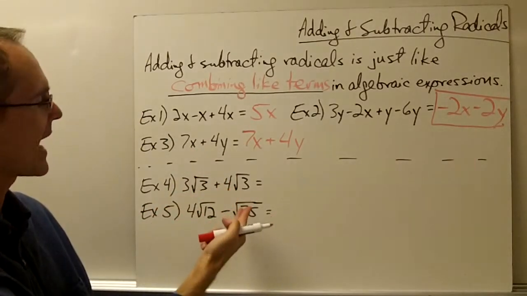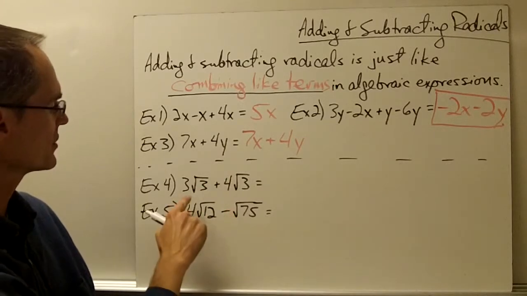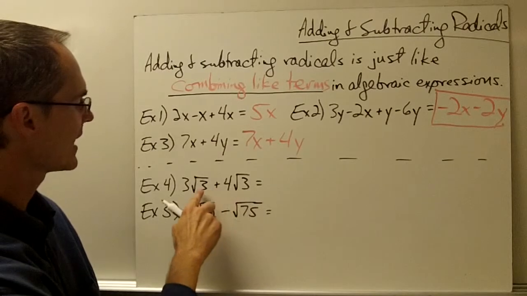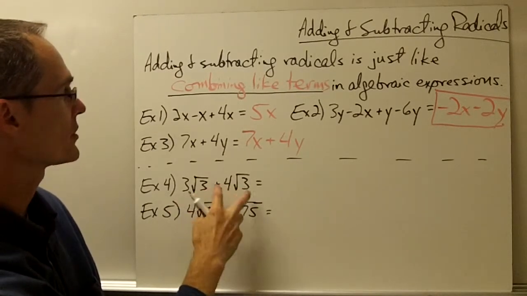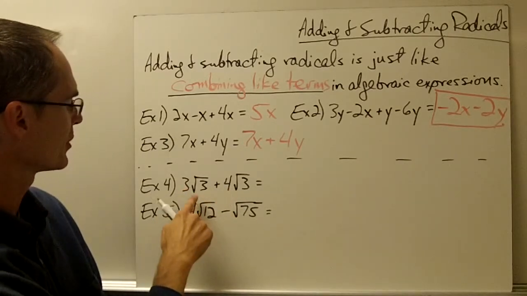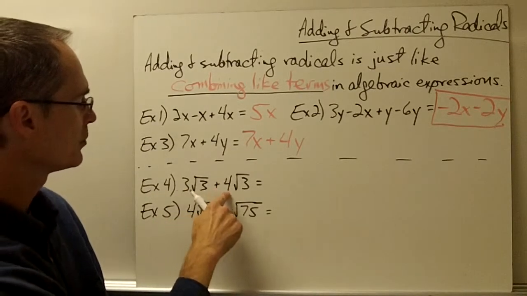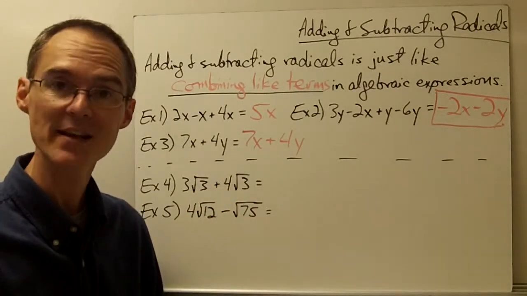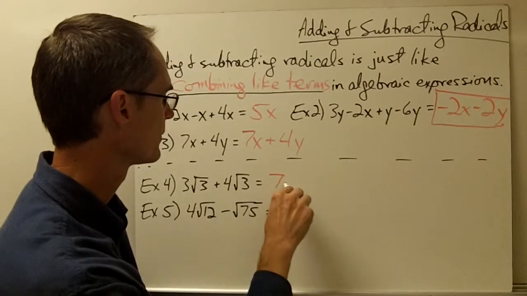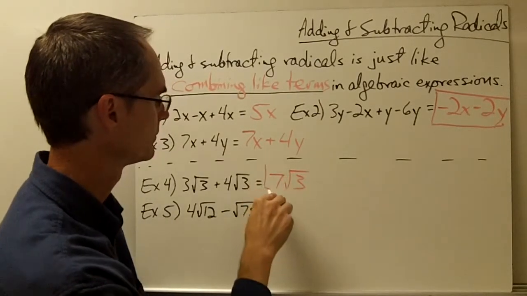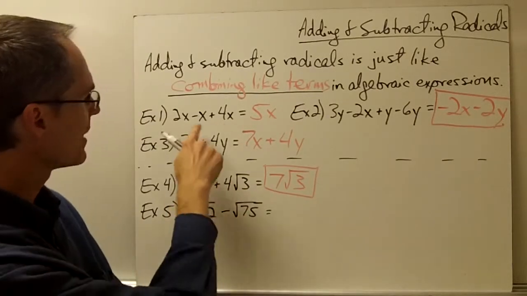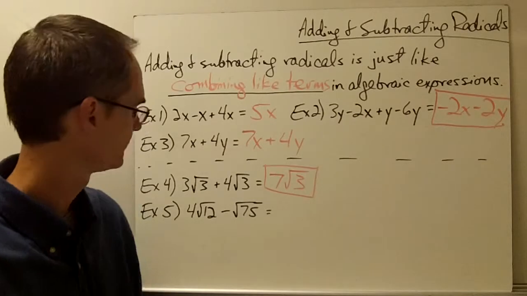Well, it's the same way when adding and subtracting radical expressions. Here I have two radical expressions, and I can see that the radical part of the expressions are the same. That is, they're both radical 3. Well, this would be similar to combining 3x plus 4x. 3x plus 4x is 7x. 3 radical 3 plus 4 radical 3 equals 7 radical 3. So I combine these like terms just like I combine like terms with x's and y's.